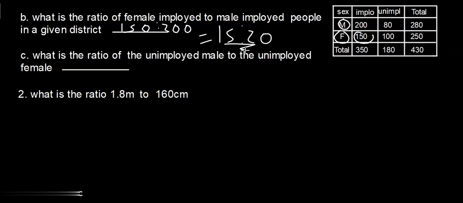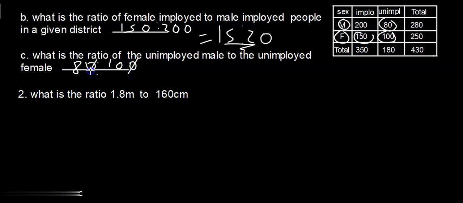Since this is easy, I want you to stop the video and try the third one, part C. It asks for the ratio of the unemployed male to the unemployed female. So let's go to the unemployed male. Unemployed male we have here is 80. And for unemployed female, we have 100. So we say 100 unemployed female.